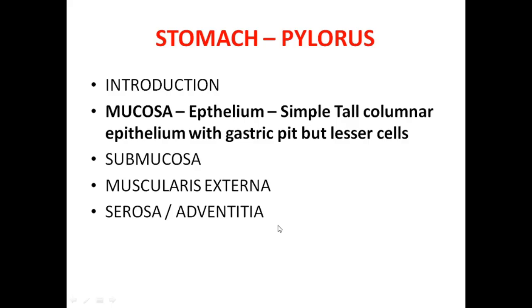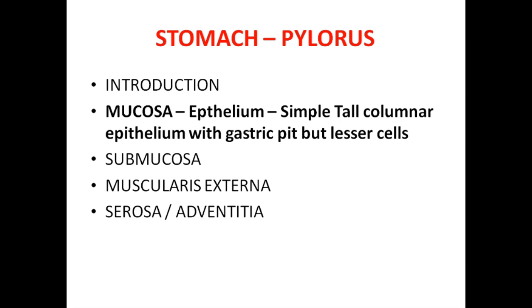Now coming to the pylorus of the stomach. Here the major difference between the pylorus and the fundus of the stomach, or the remaining part of the stomach, is that the cells here are simple tall columnar epithelium with gastric pits, but the number of cells, that is the pepsin cells, the oxyntic cells, and the mucous neck cells, are comparatively less in number. So we will be able to see the gastric pit more clearly as compared to that of the remaining part of the stomach.